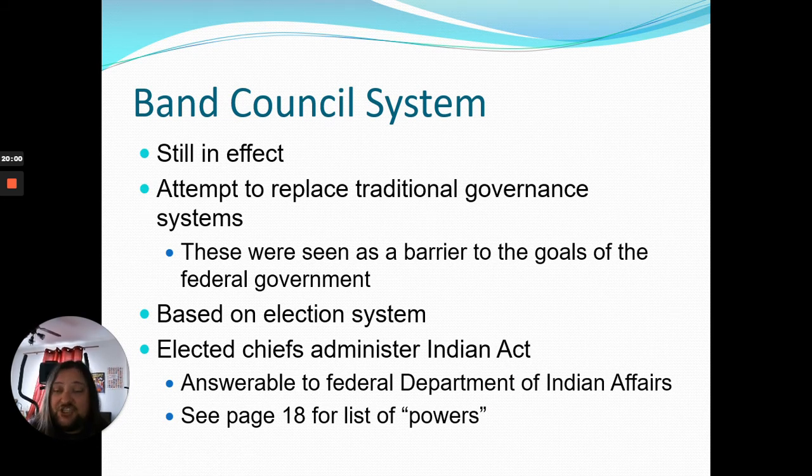Now, the elected chiefs, who are First Nations people, are in charge of administering the Indian Act, which doesn't come from their communities. And they're not answerable to their own people. They're answerable to the Federal Department of Indian Affairs. You can see on page 18 a list of their actual powers. It's not much. They can't do much because they always have to answer back to the Department of Indian Affairs, which is obviously not First Nations people. It's part of the federal government.